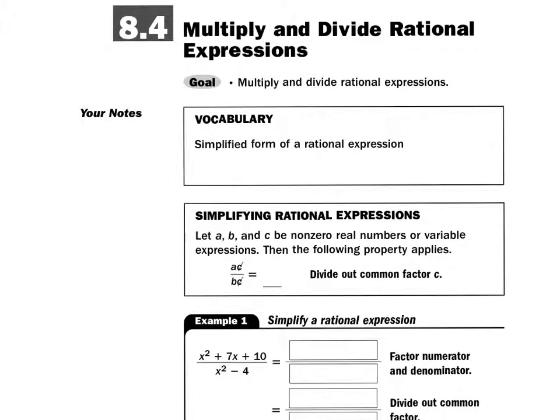This is 8.4, multiplying and dividing rational expressions. Vocabulary: simplified form of a rational expression.